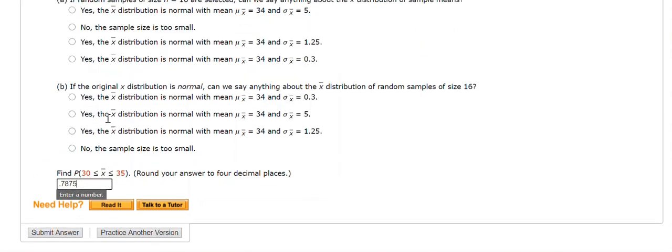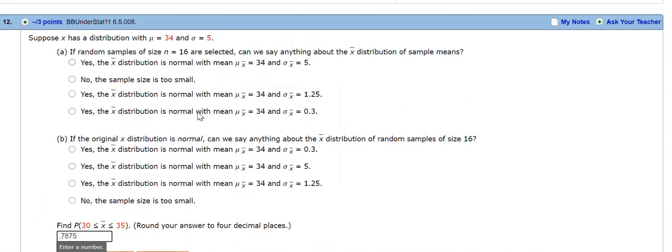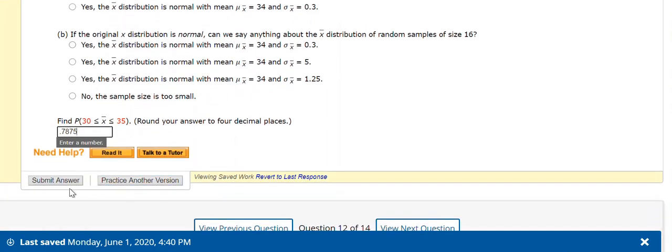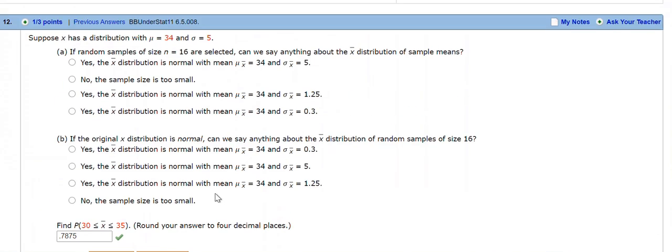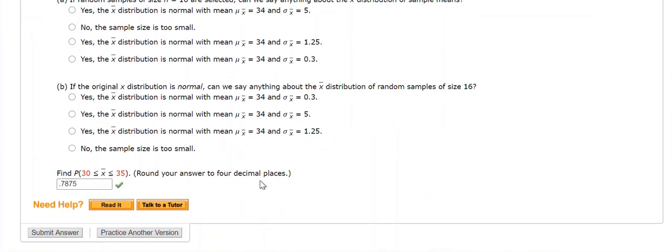So this is 0.7875. Again, I'll leave the other 2 questions for you to answer, and I'm just going to answer this last one and cross my fingers. And sure enough, this one's correct. The other 2 are wrong because I didn't answer those yet, but that's correct. So remember, when you're dealing with this x bar, there is this formula that we need to use, right? This sigma sub x bar is equal to our sigma divided by the square root of the number of samples.